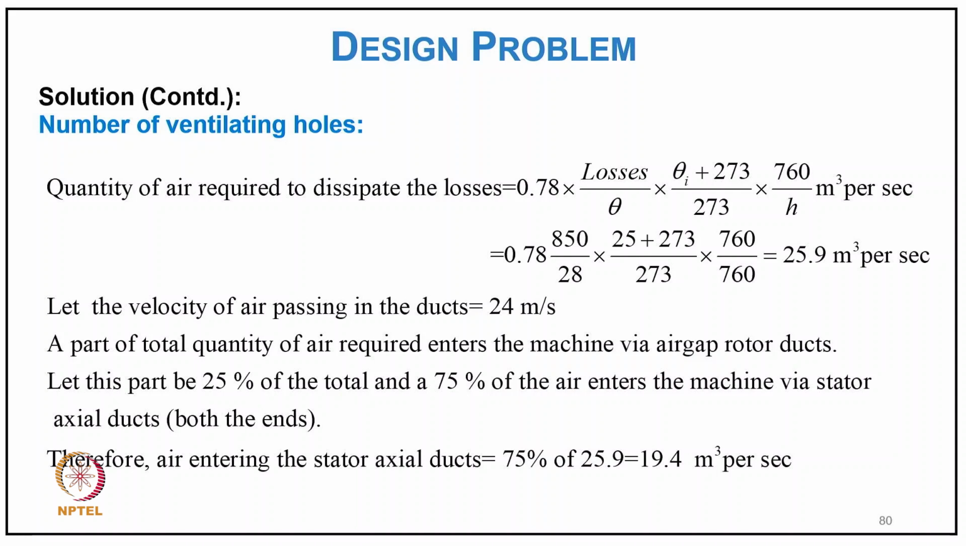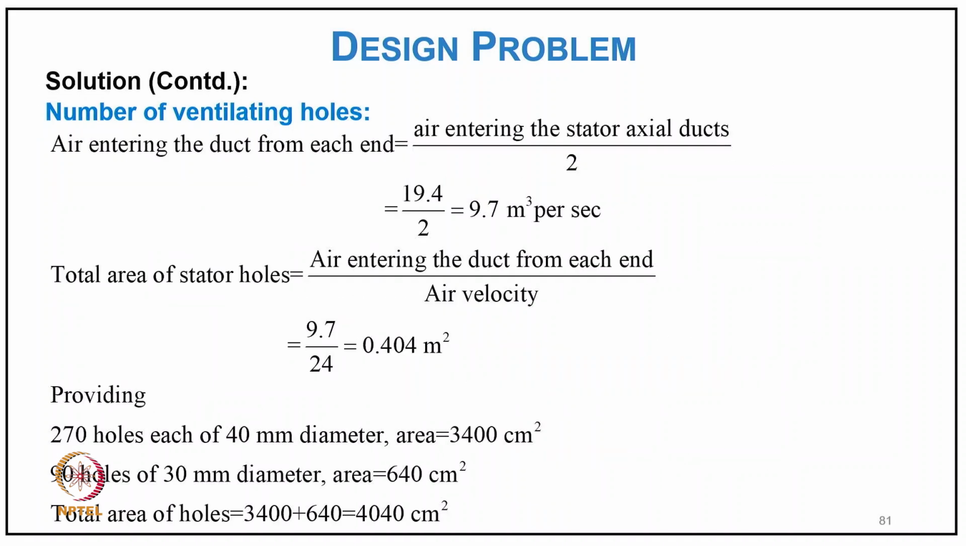A part of the total quantity of air required enters the machine via the air gap and rotor duct. Let this part be 25% of the total, as the 75% of air enters the machine via the stator air duct at both ends. Therefore, the air entering the stator is 75% of 25%, so it comes to 19.4 meter cube per second. Now the air entering the duct, and the air entering in the axial flux by 2, comes to 9.7 meter per second.